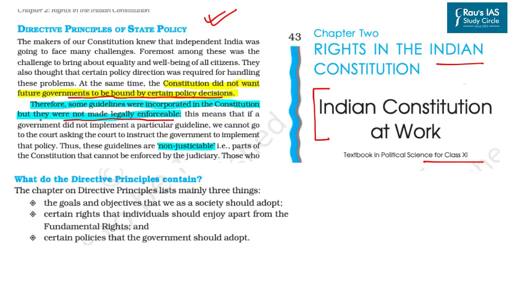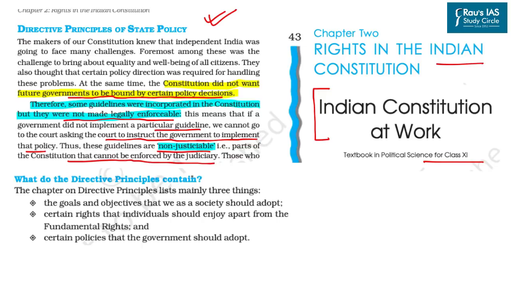And this means that if a government did not implement a particular guideline under DPSP, we cannot go to court asking the court to instruct the government to implement that policy. Thus, these guidelines are non-justiciable. That is, part of the constitution that cannot be enforced by the judiciary.